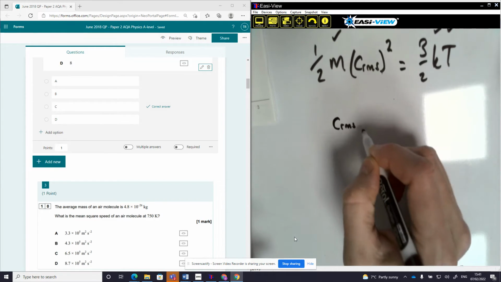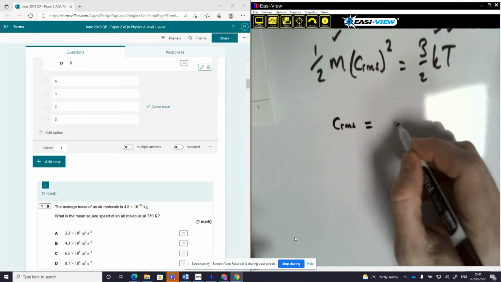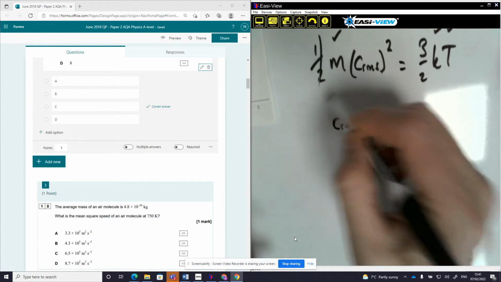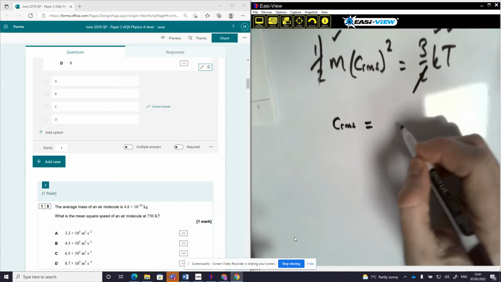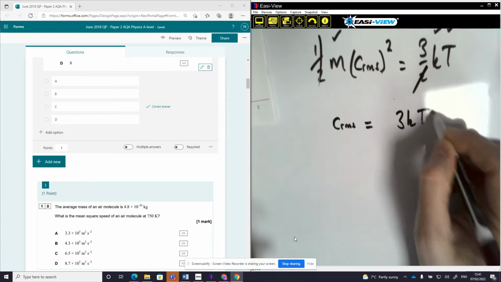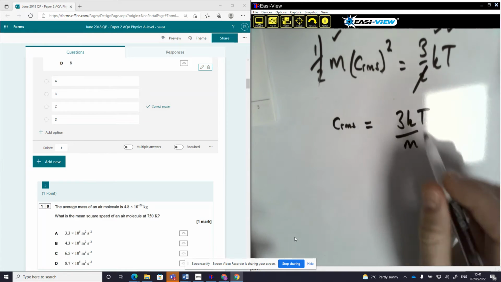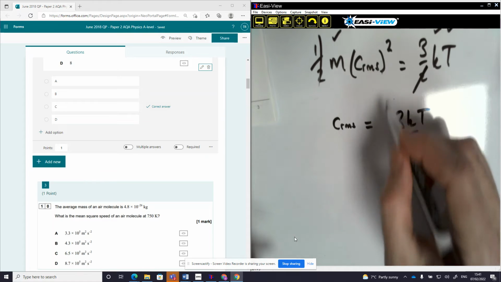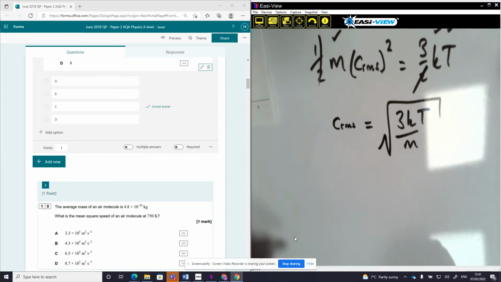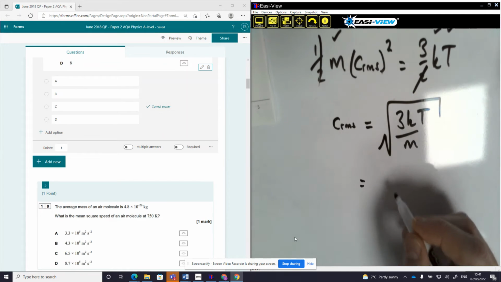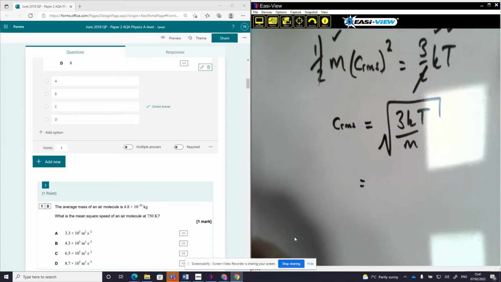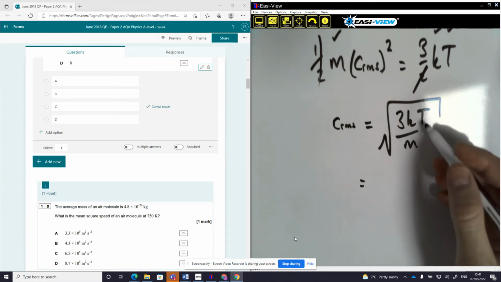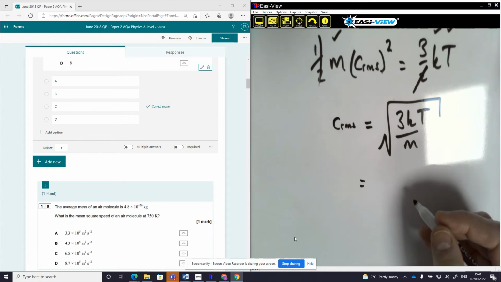So c RMS squared is equal to, the halves cancel, so we end up with 3kT over m, and that's all square rooted. So I put it all in the root side. Then I can substitute in the values. k is Boltzmann's constant, and it's given to us in the data and formula book. T is the temperature we're given in the question, and m is the mass we're given in the question.